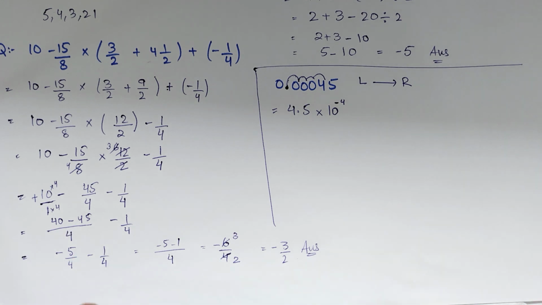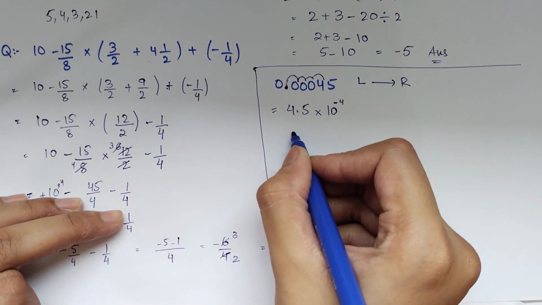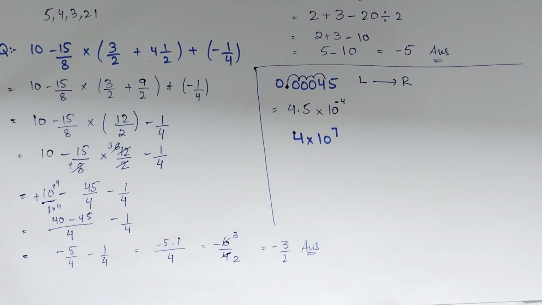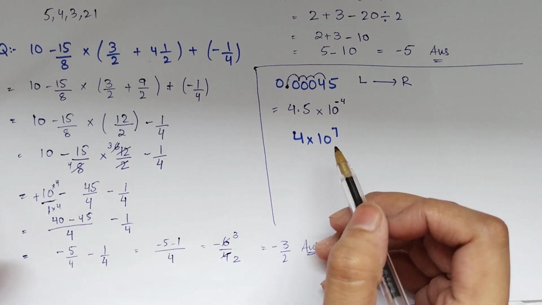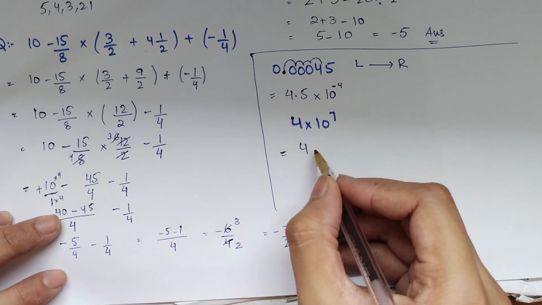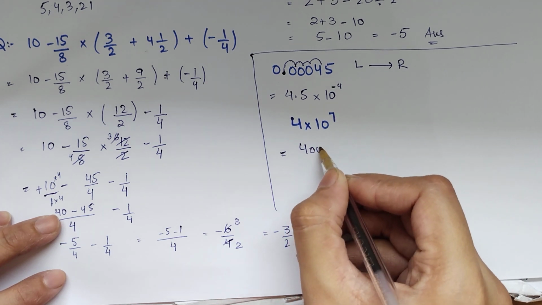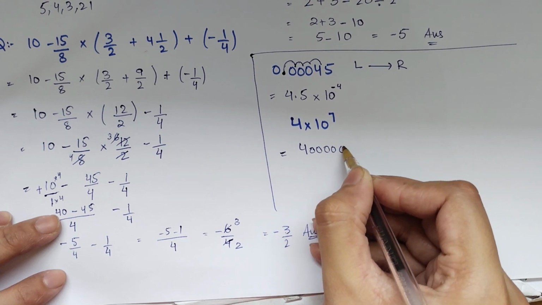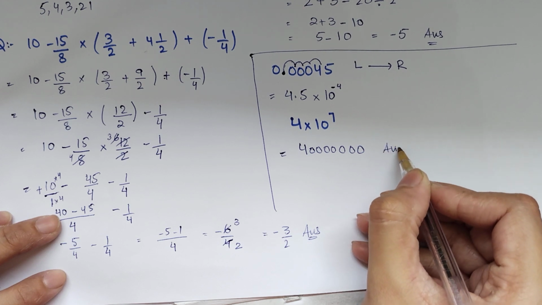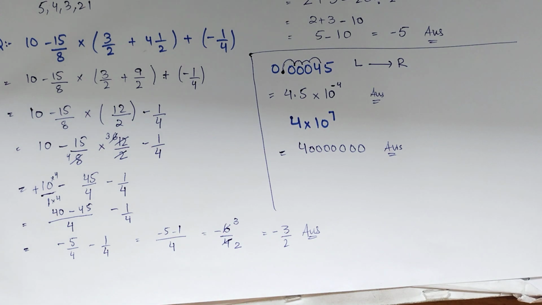Similarly, another question: if you are given 4 multiply 10 power 7, you have to write the number in the standard form. How can you write it in the standard form? It means 4, and 10 power 7 means you have to write 7 zeros. 1 2 3 4 5 6 and 7. This is your answer. This is in the standard form. Okay, this is the simplified form.